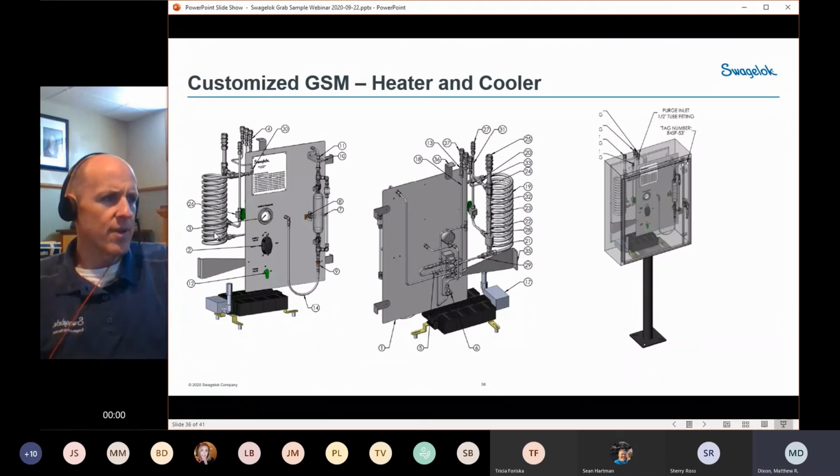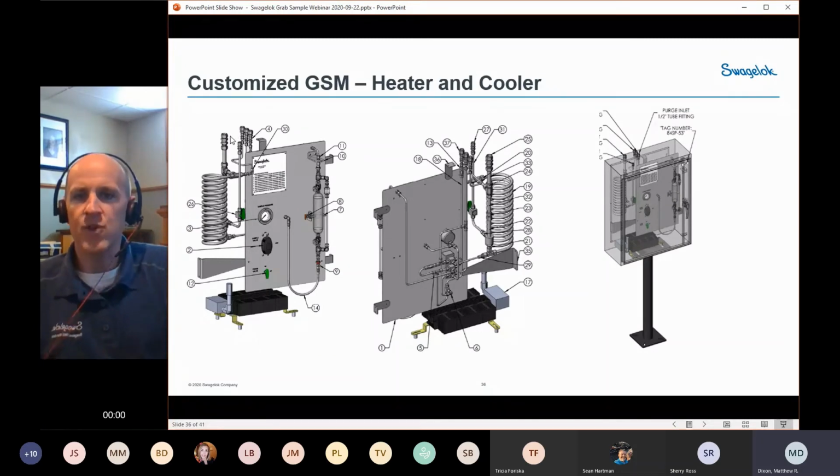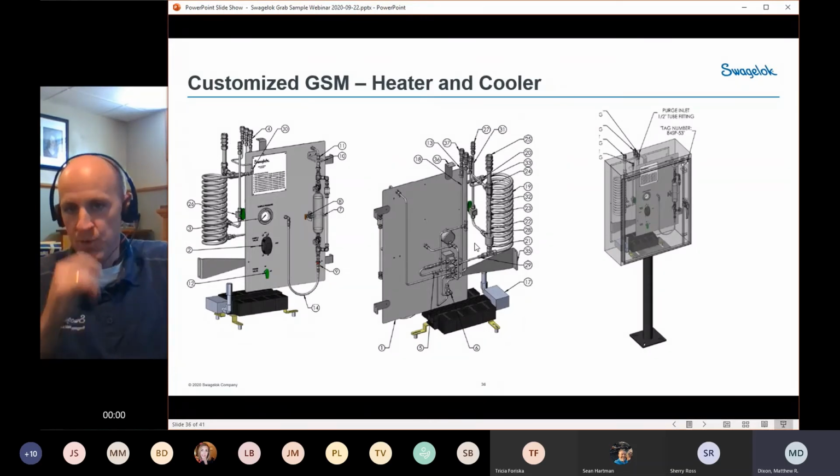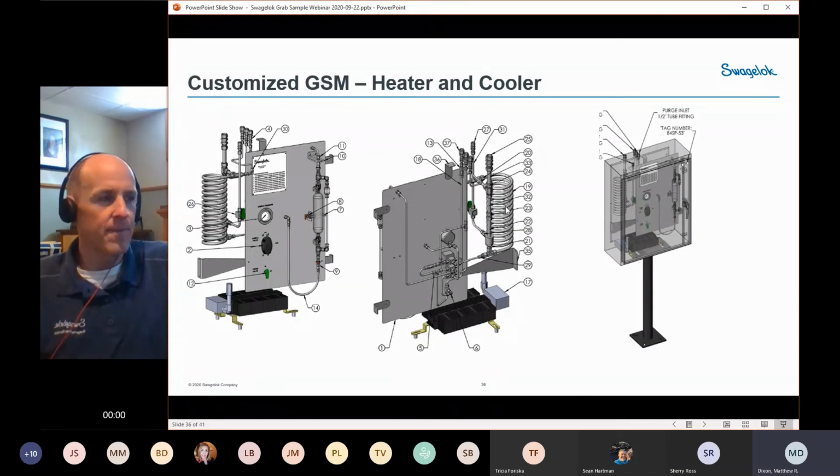This one in particular, I believe the customer did not have cooling water available to them. And so as a result, they asked for that to be done with, I believe, instrument air. I think we were using that to cool it. So we actually used a cold gun, a Venturi style cold gun, in order to generate a cold stream of air to cool down the incoming sample.